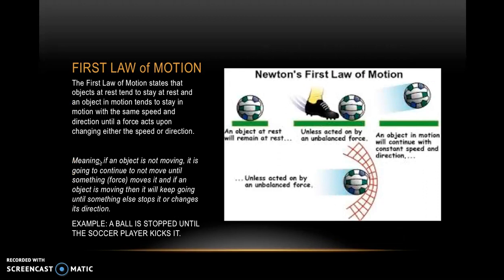The first law of motion states that objects at rest tend to stay at rest, and an object in motion tends to stay in motion with the same speed and direction until a force acts upon it, changing either the speed or direction. Meaning, if an object is not moving, it's going to continue to not move until something either pushes or pulls on it, known as a force. On the other hand, an object that is moving will continue moving at the same speed and direction until another force stops it or changes its direction.